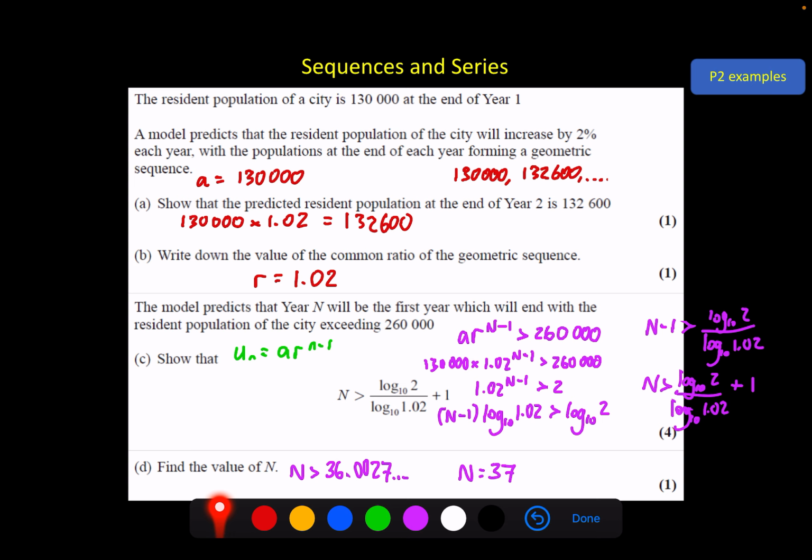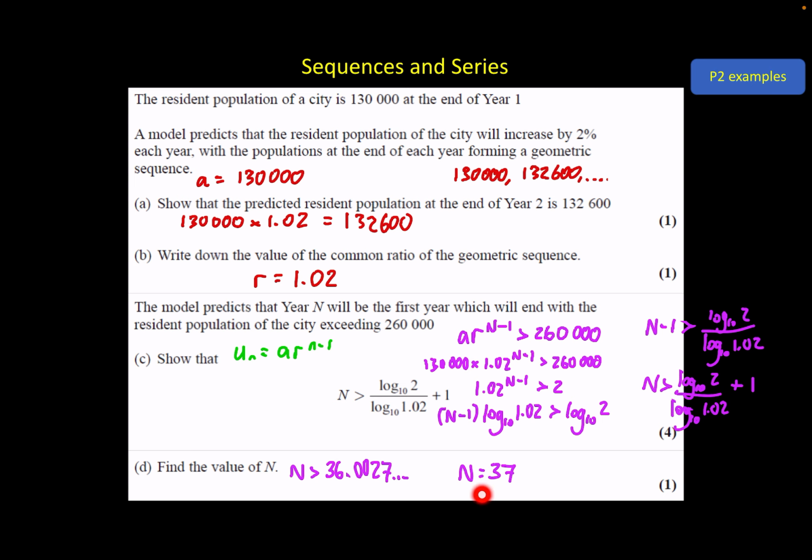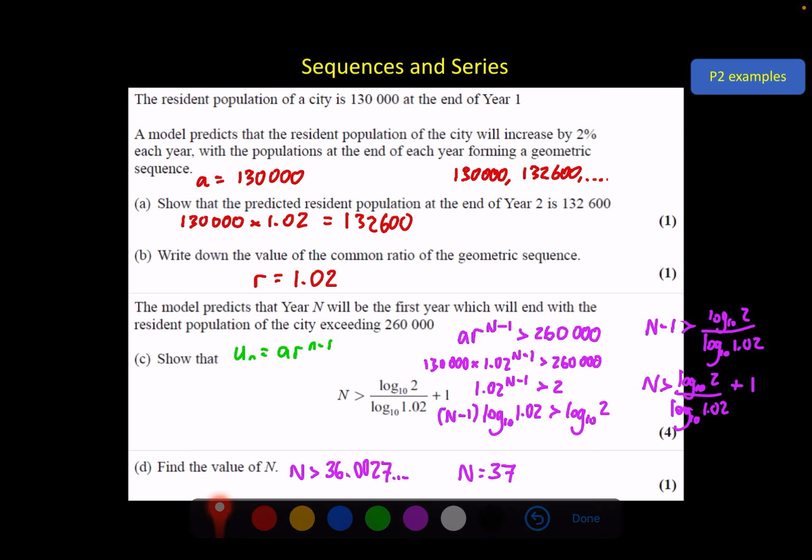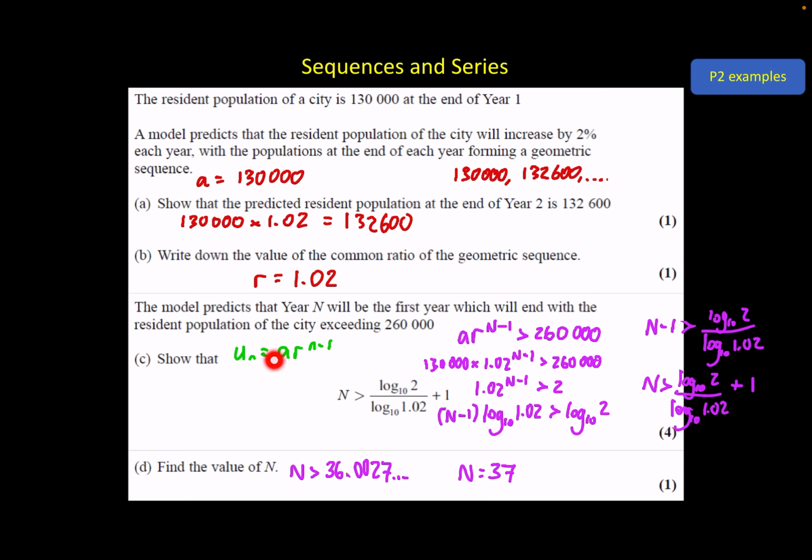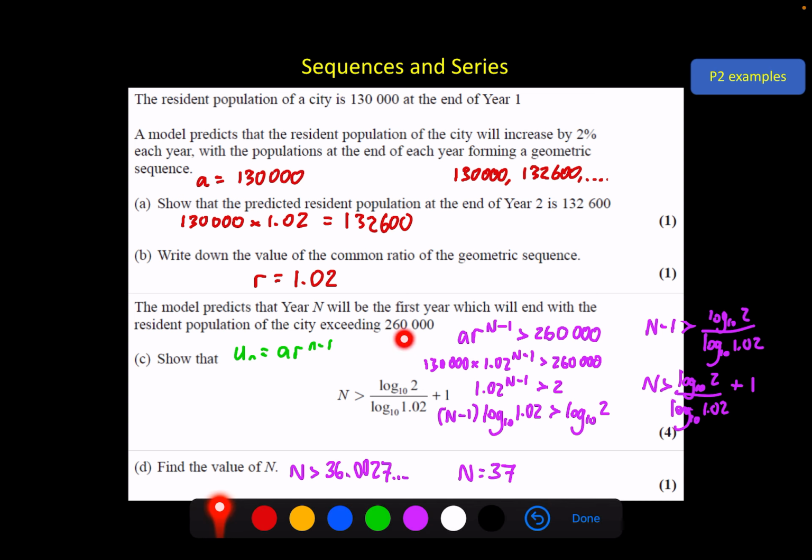And again, as I've said on previous videos, if you want to check this, if you've got time, put this number back in here with a and r and check that that does give you a number bigger than 260,000. And if you've got lots of time, put this down 1 to 36, put that in here and check that that number is less than 260,000. In this case, it will be just less than 260,000.